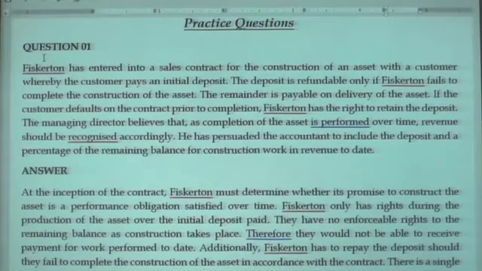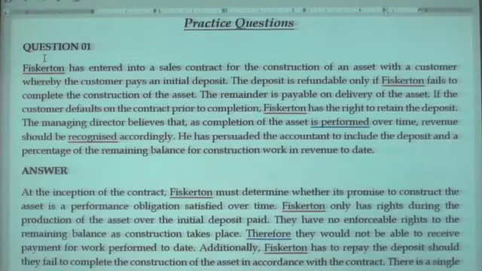The managing director believes that as completion of the asset is performed over time, revenue should be recognized accordingly. Now, the managing director decided to recognize revenue over the period, not at a point in time. Is that clear? He has persuaded the accountant to include the deposit and a percentage of the remaining balance for construction work in revenue to date. His idea is to recognize revenue on a percentage, progress basis. Can they do that? Can't. Why?